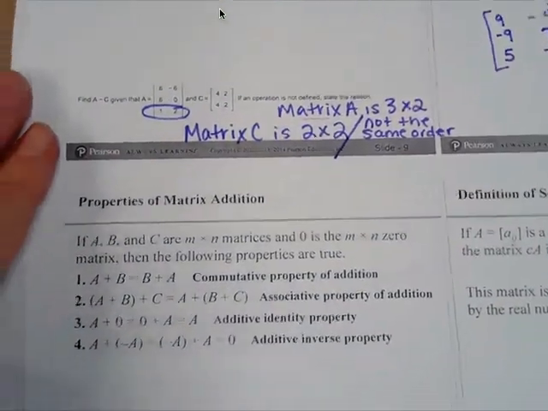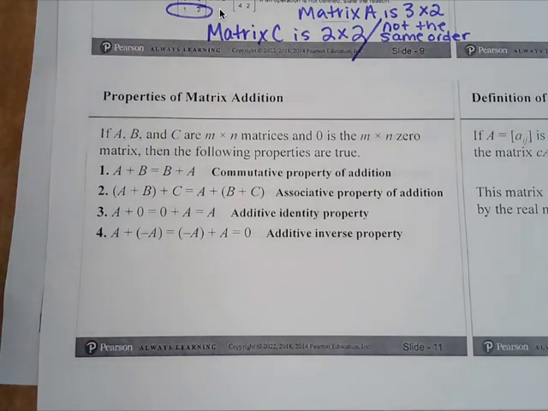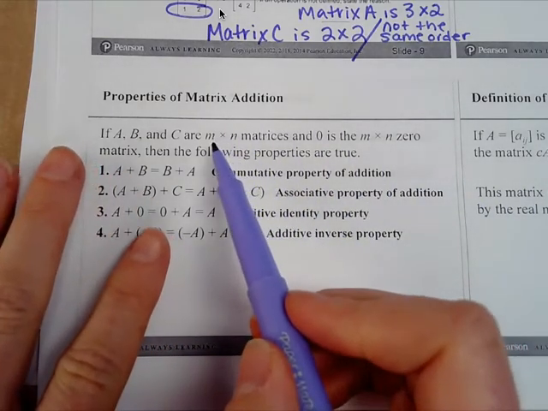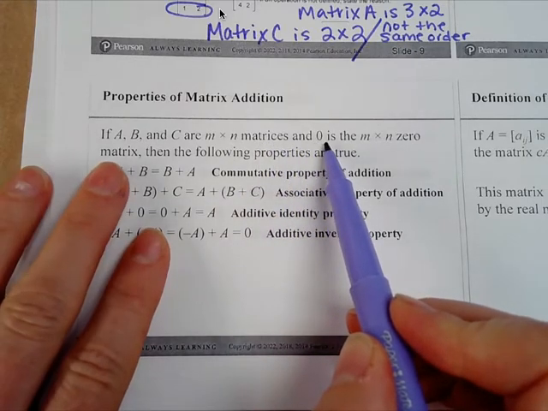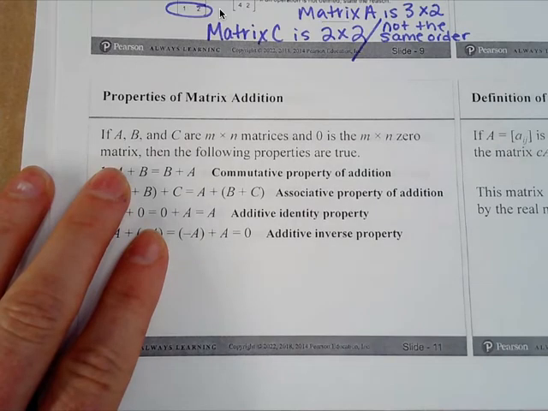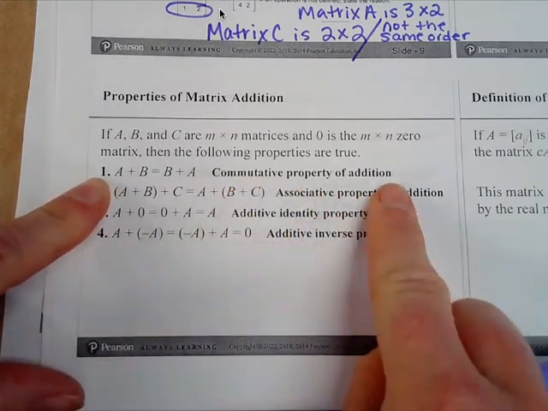Okay, properties of matrix addition. So it's the same as the properties of adding real numbers. M by n matrices are 0. M times n, 0 matrix. And the following properties are true. So you can do the commutative property.